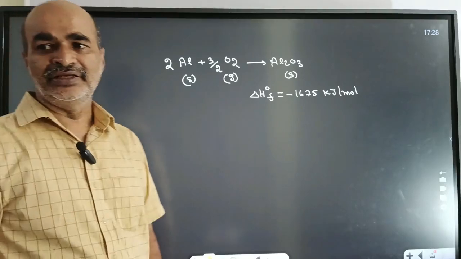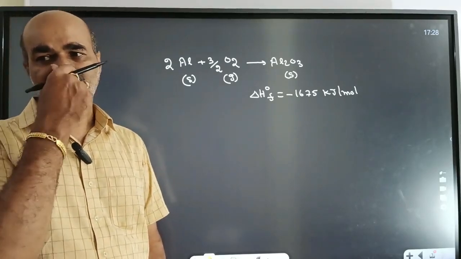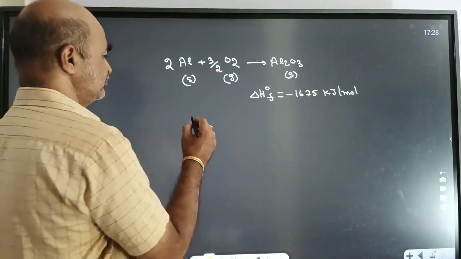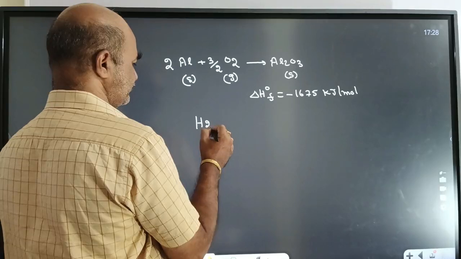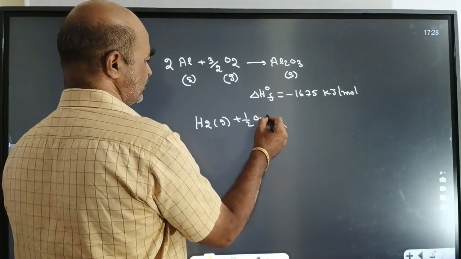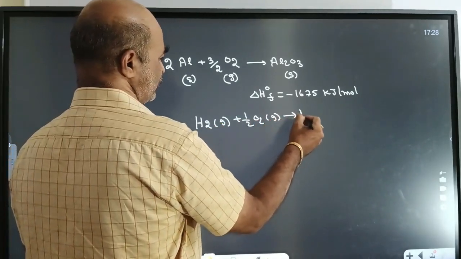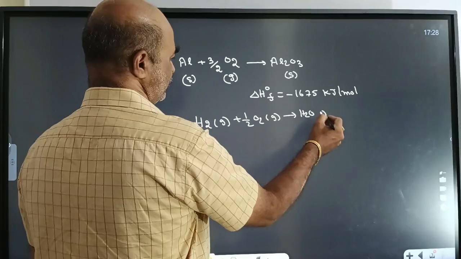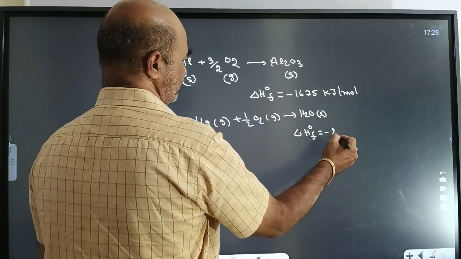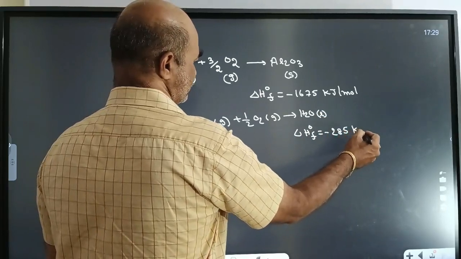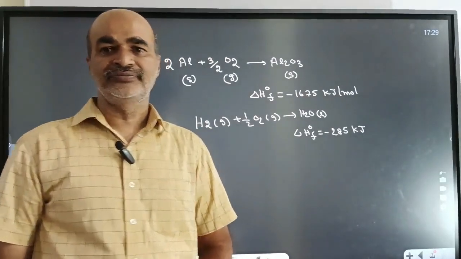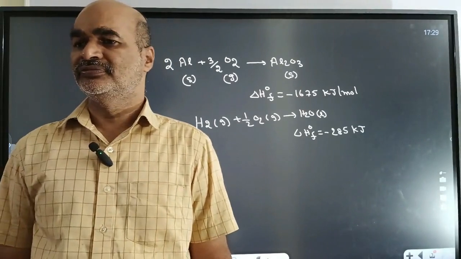Similarly, enthalpy of formation of water: H2 gas plus half O2 gas gives H2O liquid. The standard enthalpy of formation is minus 285 kilojoules per mole.